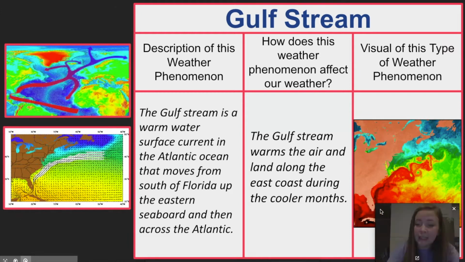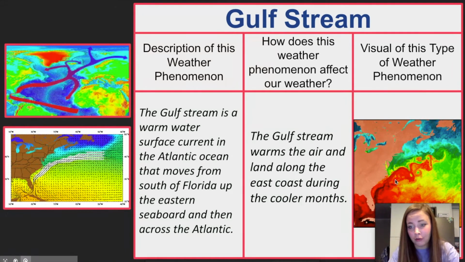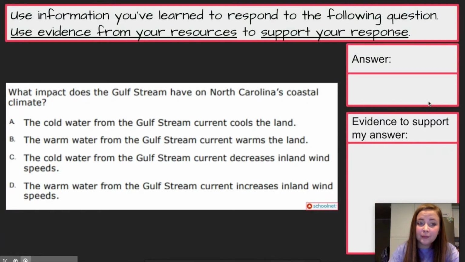So here again is another picture of the Gulf Stream and how that warm water comes from the Gulf up around Florida and across the Atlantic Ocean. So, what impact does the Gulf Stream have on North Carolina's coastal climate? A, the cold water from the Gulf Stream coast cools the land. B, the warm water from the Gulf Stream coast warms the land. C, the cold water from the Gulf Stream current decreases inland wind speeds. Or D, the warm water from the Gulf Stream current increases inland wind speeds.